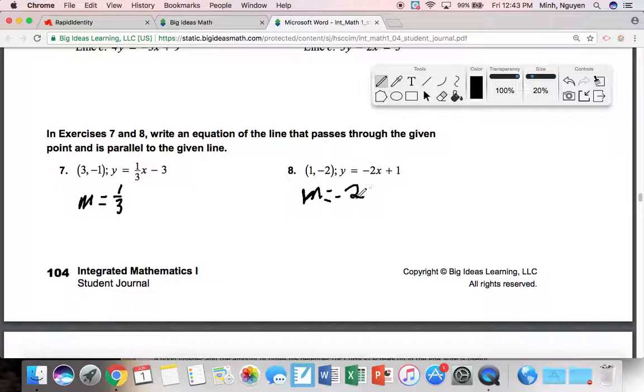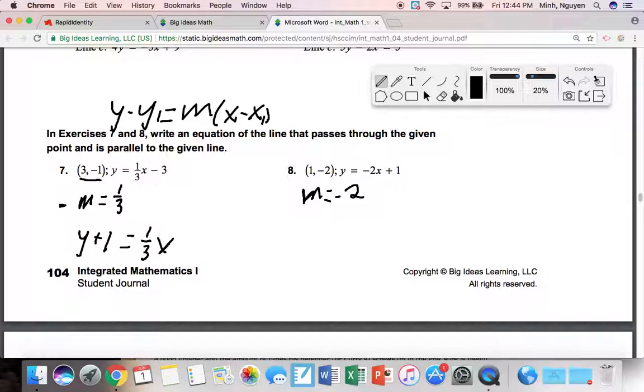And because it's giving me a line, what form do you guys know where you can use the slope and a point? Oh, that's right, point slope. So as a reminder, that's y minus y1 equals m times x minus x1. So here we got y minus negative 1, which is plus 1. We got 1/3 x minus 3. We could stop there. This is point slope form.